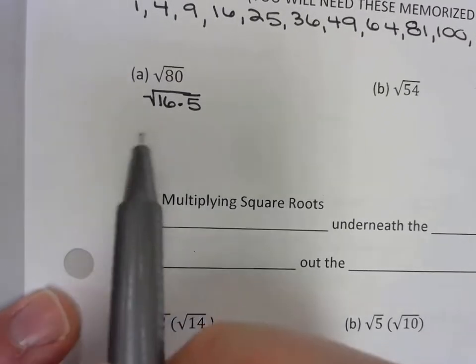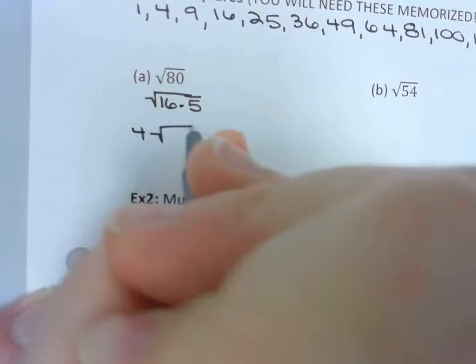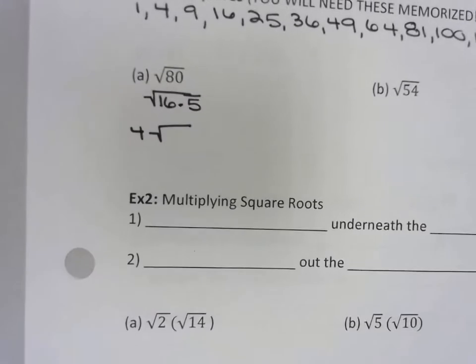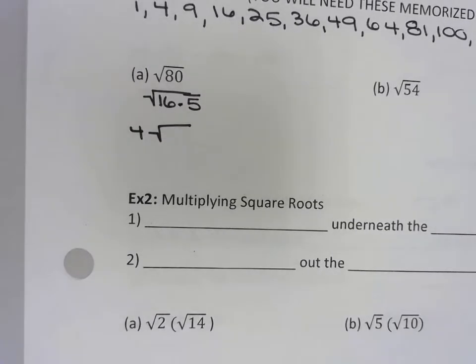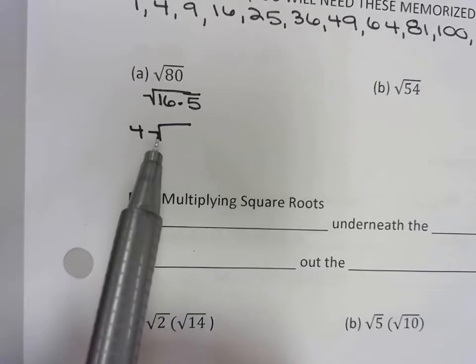What is the square root of 16? 4. So that goes out front. You can actually simplify the square root of 16. That's why I want a perfect square, because I can actually take the square root of 16 and get a whole number. Square root of 16 is 4, so I bring it out front. I've already taken the square root of 16, so 16 isn't under the radical anymore.